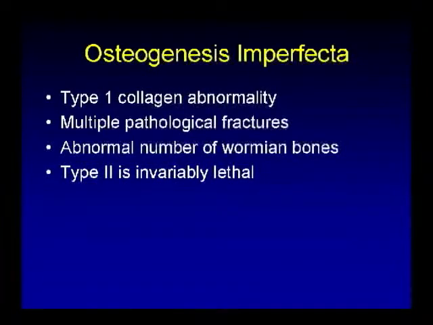Osteogenesis imperfecta is a type 1 collagen abnormality. Radiologically, it is not required to differentiate type 1 from type 2 and other types of osteogenesis imperfecta. It is good enough to classify it as mild, moderate, or severe degree of involvement, and the classification can be made by lab and biochemical abnormalities.